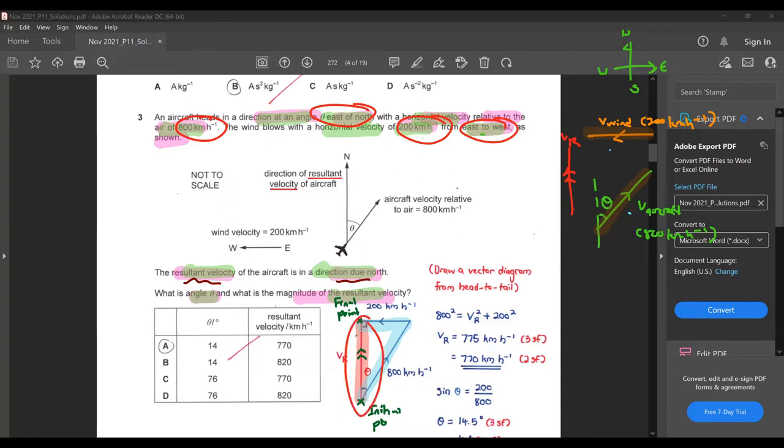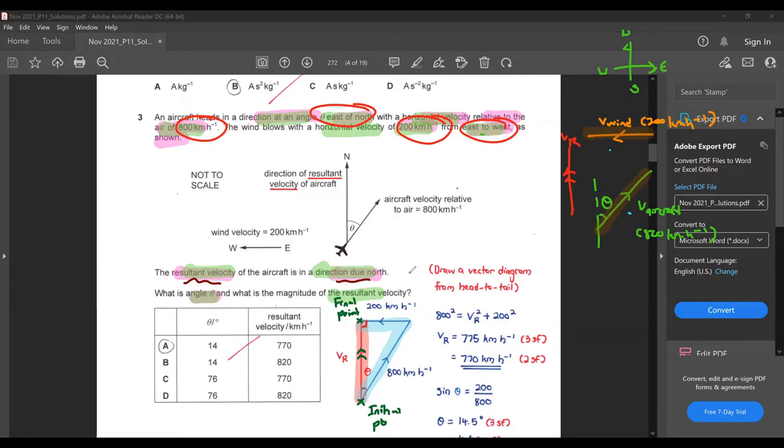This is describing the situation right now. This is actually what the question already told you. They've already drawn it out for you. Aircraft velocity relative to air 800 km per hour, wind velocity 200 km per hour. So if these two add up, it will give you this, the resultant going to the north. So this is how your velocity diagram would look like. Now, it will form a right angle triangle.